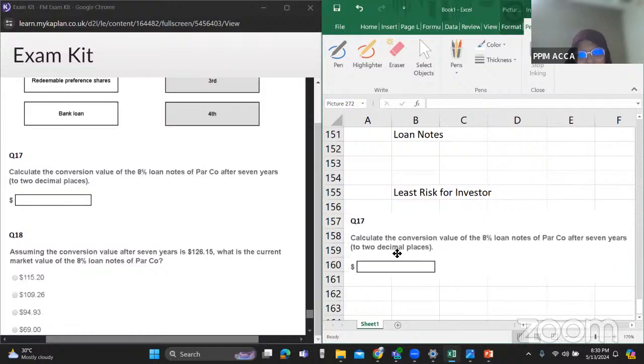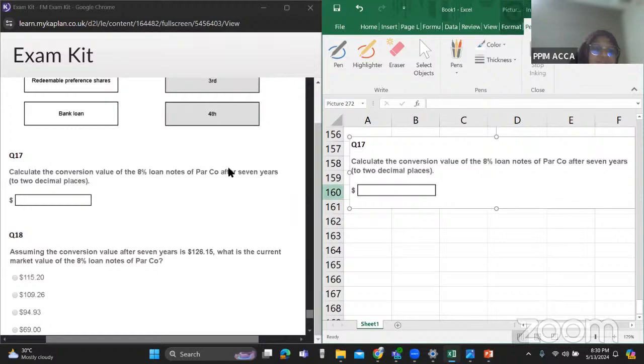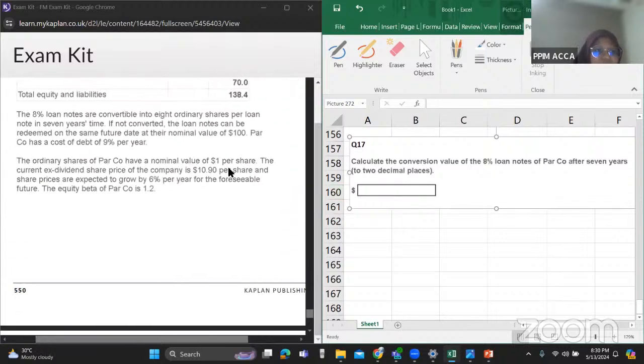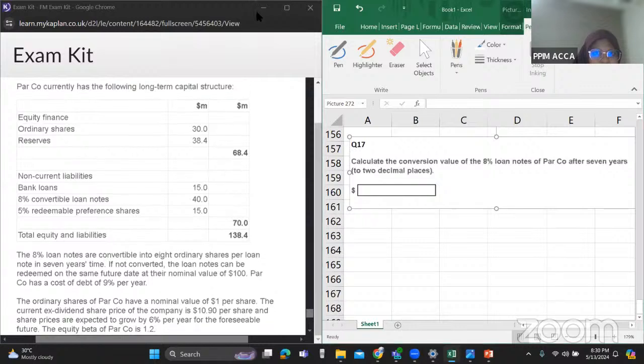So this is the question. Calculate the conversion value of the 8% loan notes after 7 years to 2 decimal places. So I'll give you the information with regard to the loan notes. Apply the formula in which one? Which formula? For the loan notes?